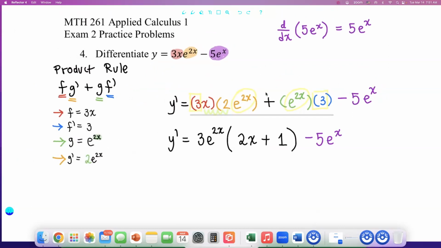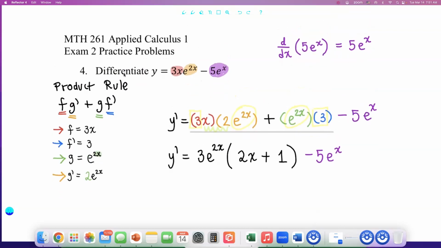I think what was beautiful about this problem? Well, the fact that we got to review the product rule. But that was it for question number 4.